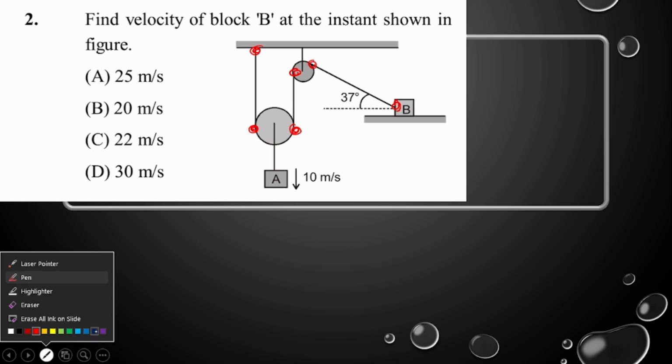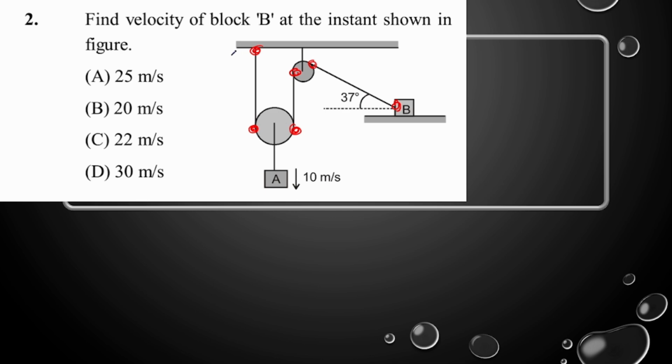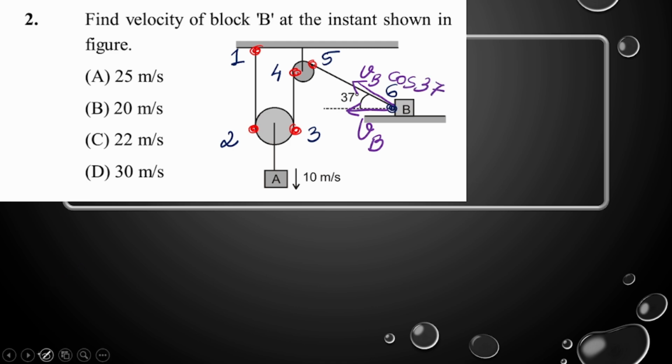Naming the points: point number 1, 2, 3, 4, 5, and at last point number 6. I am considering that this block B is moving in this direction with Vb. So the component of Vb along the string is Vb cos 37. Am I clear? Sorry for the vehicle noise.